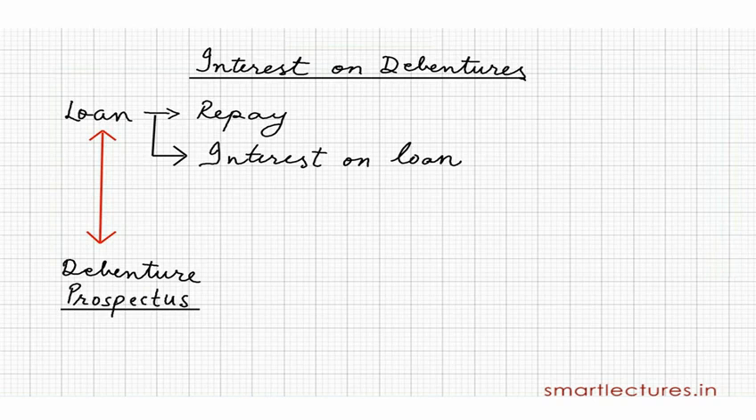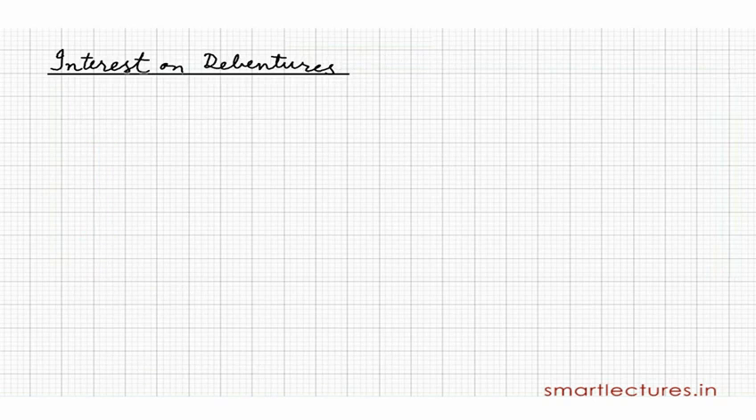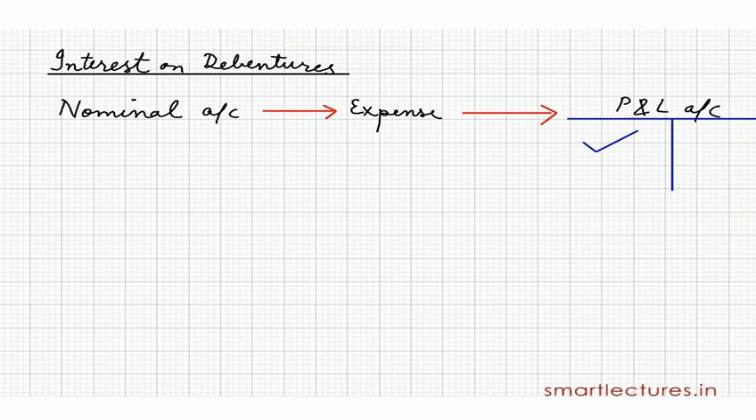So in this question, we'll assume that the rate of interest is fixed. And secondly, interest on debentures is a nominal account. It's an expense for the firm. So every year at the time of closing, the amount of interest must be transferred to the debit side of the profit and loss account.